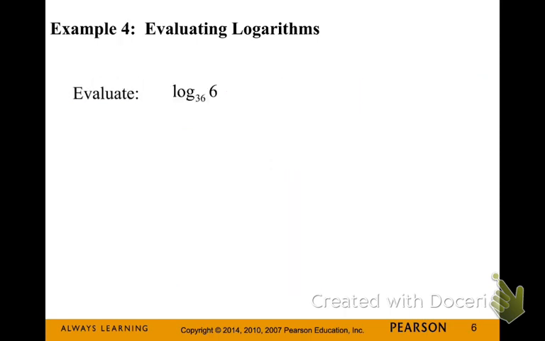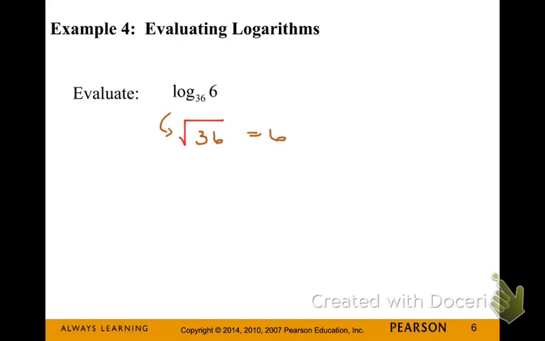Let's try this one here. Notice the base here is 36. This is the same thing as saying 36 to what power equals 6? Well, notice that the base is actually larger than our value that we're trying to get to. So what type of operation makes our value smaller if we're thinking about exponents? Well, this is going to be the opposite of a power. This is actually a root, because we know that the square root of 36 is 6.